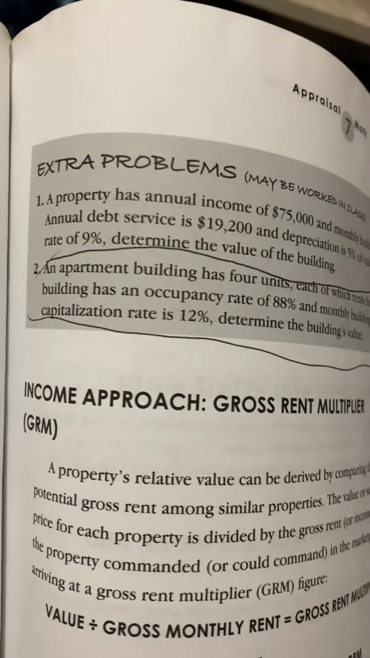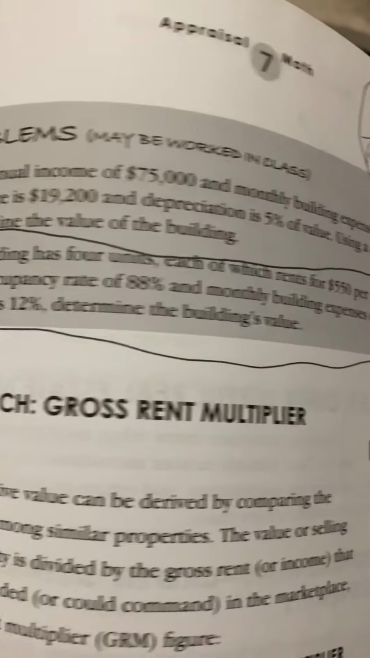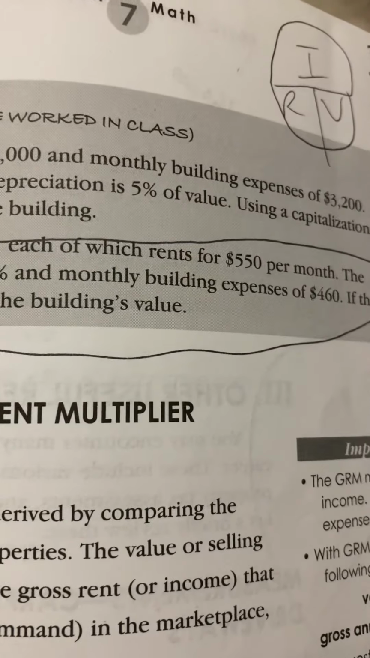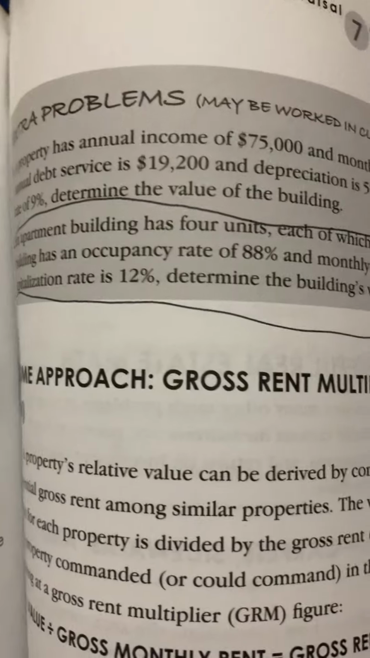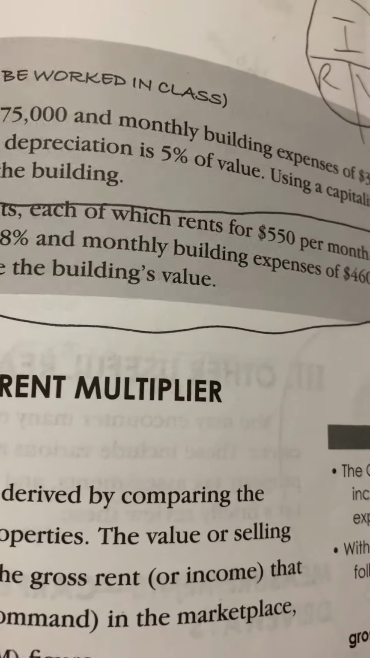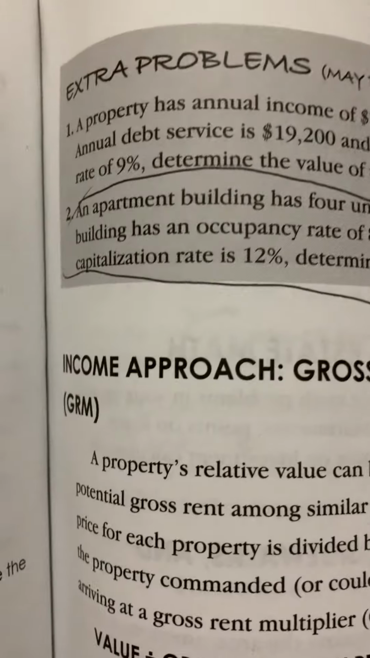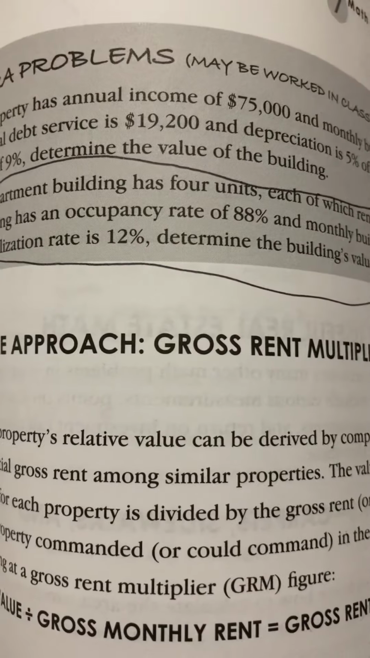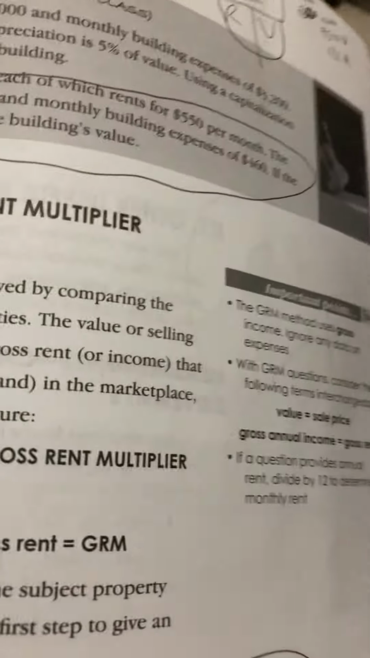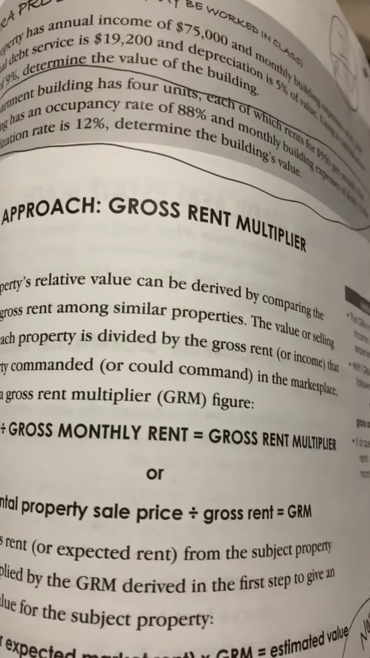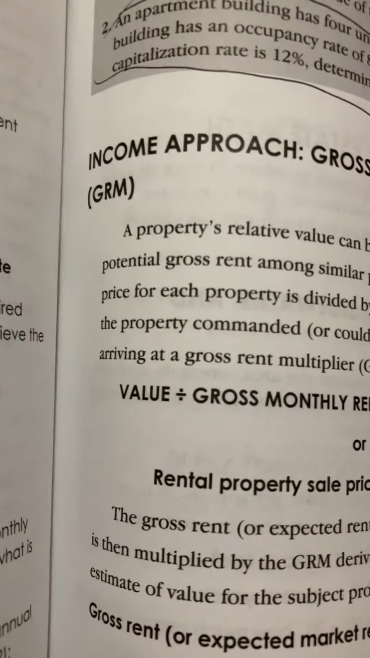Extra problems. A property has an annual income of $75,000 and monthly building expenses of $32,000. Annual debt service is $19,200 and depreciation is 5% of value. Using a capitalization rate of 9%, determine the value of the building. I'm not going to do all that right now. Income approach. Gross rent multiplier, GRM.